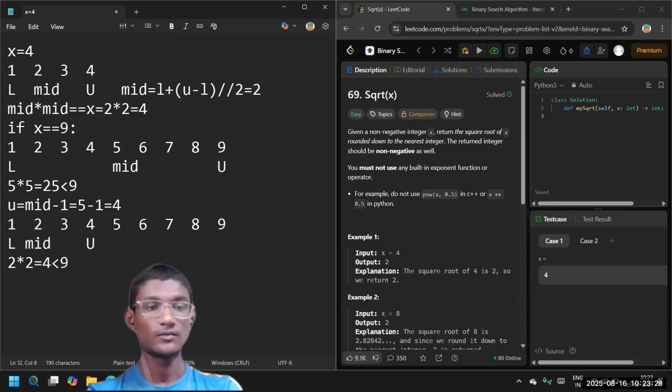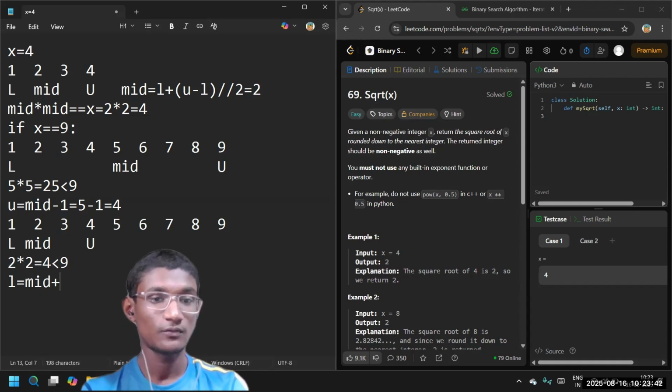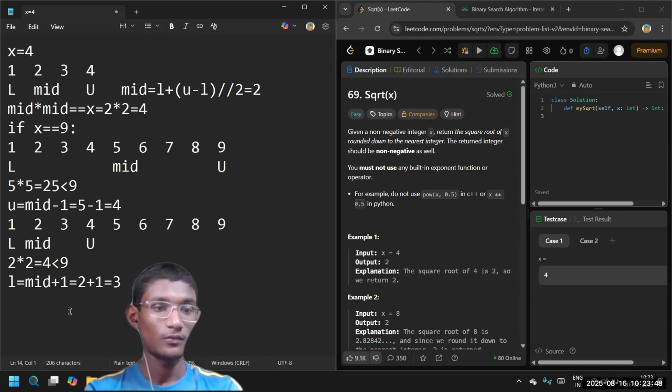Isn't it, guys? Then we should go to the right side. So we should update the L value equal to mid plus 1, that equals 2 plus 1, that is 3. Now here we go.